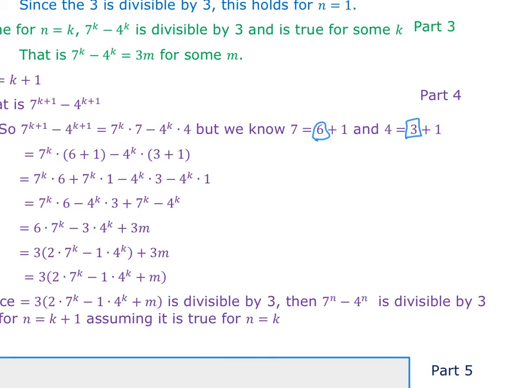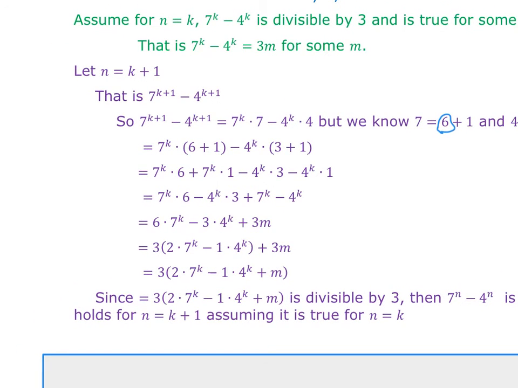All right? So on this next step here, all I did was write the 7, which is this 7 right here, as 6 plus 1. I wrote this 4 as 3 plus 1.